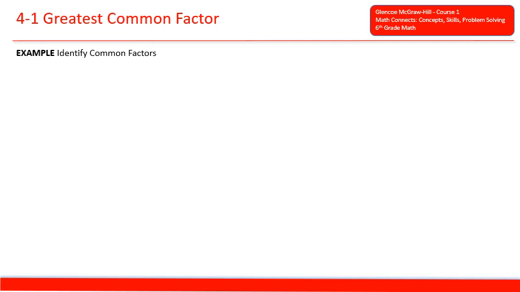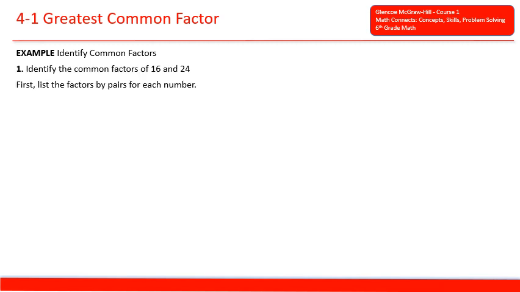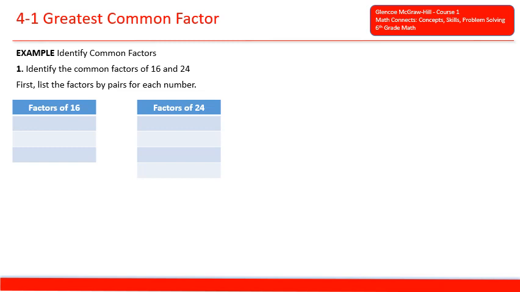Identify common factors. Identify the common factors of 16 and 24. So we need to list all the factors, the factors of 16 and the factors of 24. So 1 times 16, 2 times 8, and 4 times 4. The factors of 24 are 1 times 24, 2 times 12, 3 times 8, 4 times 6.